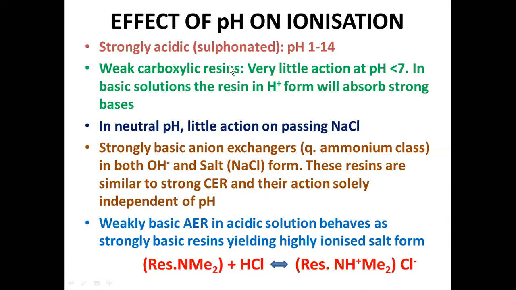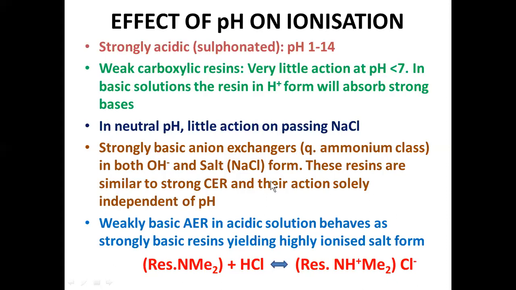So for strongly acidic resins, pH 1 to 14 is recommended. Whatever pH you maintain is fine, because they undergo easy ionization to get converted to the SO3 minus and H plus form, or the N plus Me thrice and Cl minus form. So 1 to 14 pH is recommended. In between 1 and 14, whatever pH you can maintain. While using carboxylic acid resins, pH must be greater than 7. In neutral pH, there is no action on passing sodium chloride. If you use sodium chloride, it will function to convert hydrogen ion form resin to sodium form, or OH minus ion resin to chloride form resin.